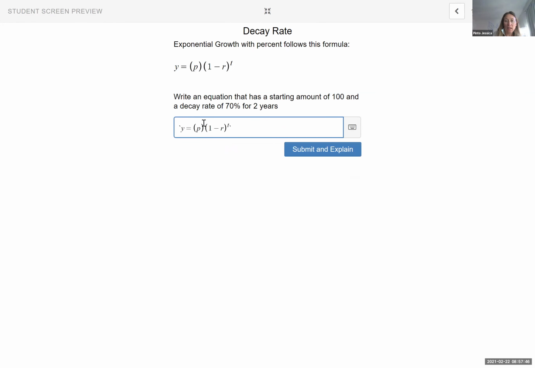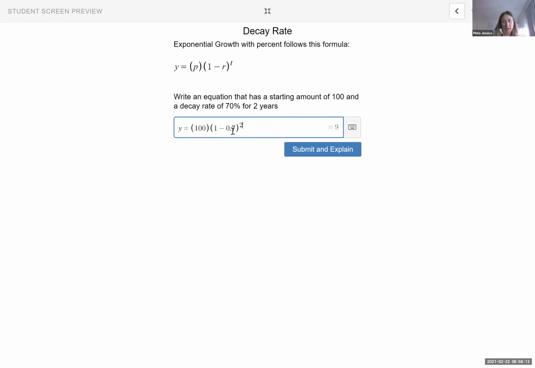So with decay, the rate is always less than 1. So that makes it get smaller. So I started with $100 again, and a decay rate of 70%. So 70% is just 0.7, and then the time is 2 years.